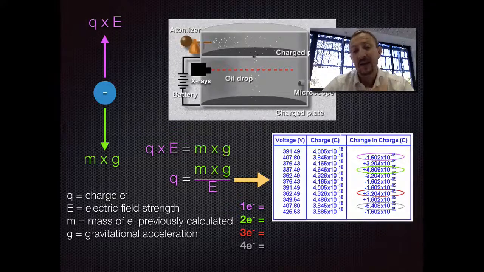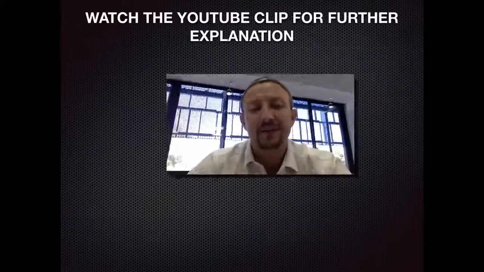So from this, he deduced that the charge present on an electron was 1.6 times 10 to the negative 19 coulombs.